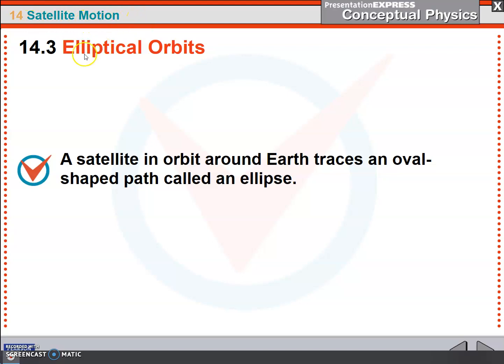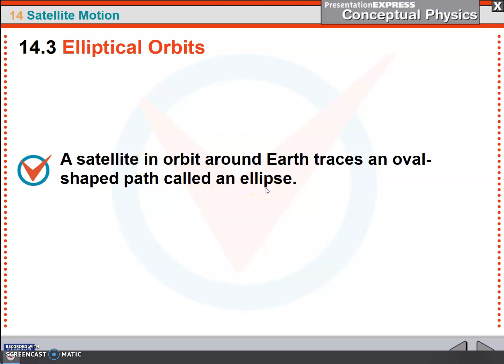Now we are in section 14.3, elliptical orbits. So, elliptical, that also means ellipse. And we've talked about that over the last week or so. That's the shape of a circle that's a little squished. And remember, there are 2 points around which you make an ellipse. And a satellite in orbit around Earth traces an oval shaped path called an ellipse. So a satellite in orbit around Earth traces out an ellipse. And that's how orbits really work.